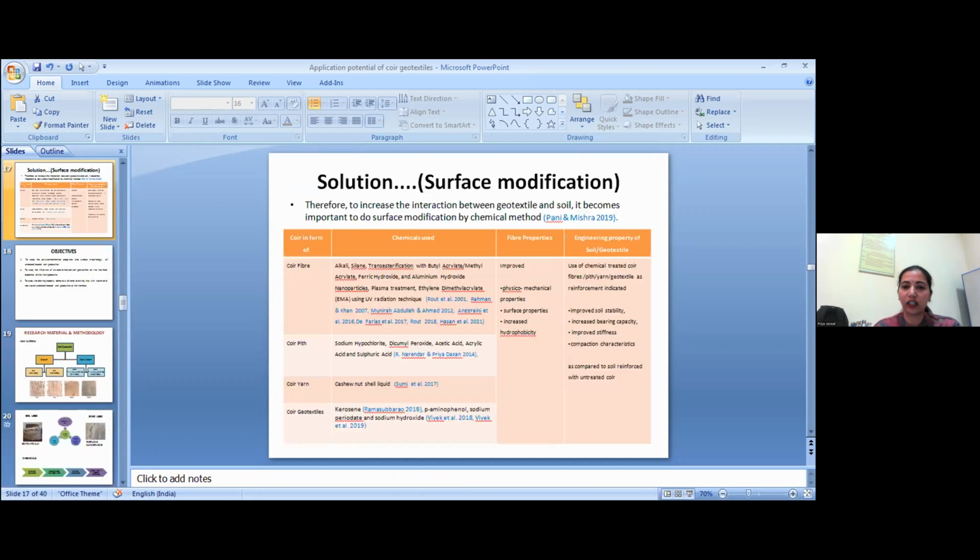Surface modification of coir fiber, coir pith, coir yarn, and geotextile has been done by various researchers using different chemicals. And it was observed that this chemical treatment resulted in improved physico-mechanical property and surface property, and in some cases, it also increased the hydrophobicity of the fiber. And when these treated fibers, yarns, or geotextiles were included as a reinforcement and used in soil, they improved the soil stability, increased the bearing capacity, and improved the stiffness as compared to the soil reinforced with untreated coir.